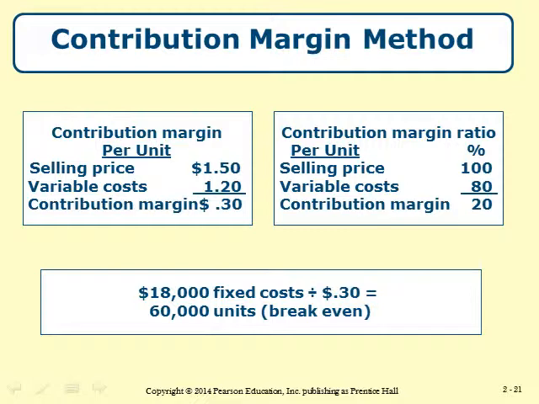And so that means that if we sell fewer than 60,000 units, we're not covering all of our fixed costs and we're losing money. If we sell exactly 60,000 units, we are at zero profit. If we sell more than 60,000 units, we're going to make money.